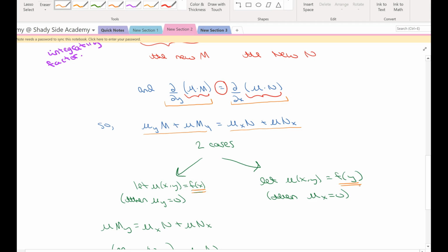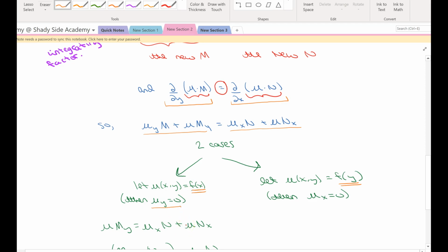We have to basically work out what mu would be in both cases. But let's just take case number one. Let mu of x,y just be a function of x. So mu of x,y is not an expression that involves x and y. It's an expression that just involves x. Well, if we make the case that mu of x,y is just a function of x, it obviously follows then that mu sub y has to equal 0, right?